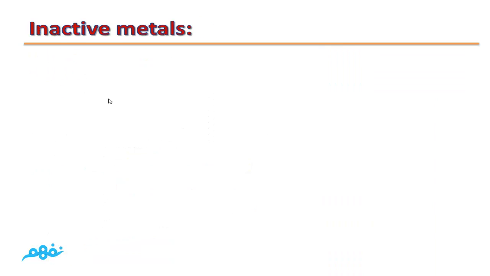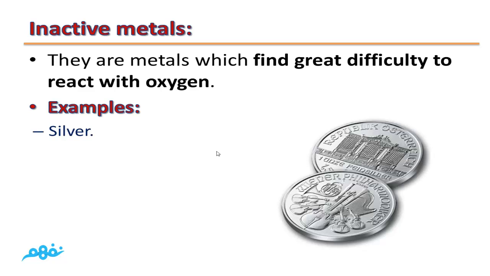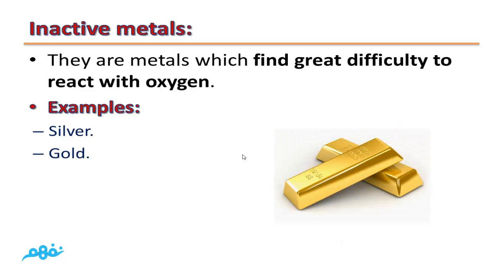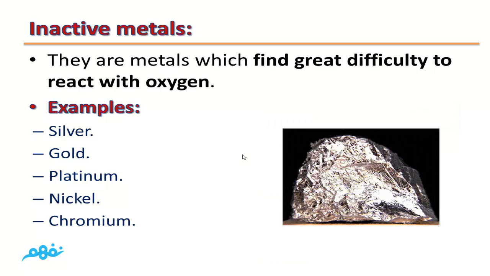The final type of metal is inactive metals. What's meant by inactive metals? They are metals which find great difficulty to react with oxygen. They don't react with oxygen under normal conditions. Examples: silver, gold, platinum, nickel, chromium.